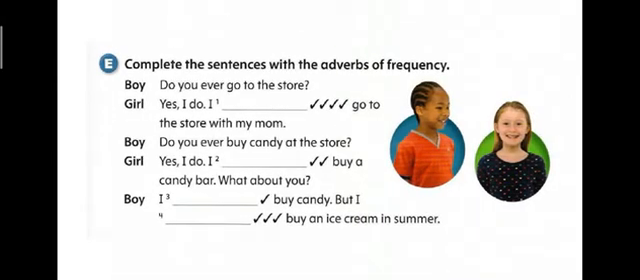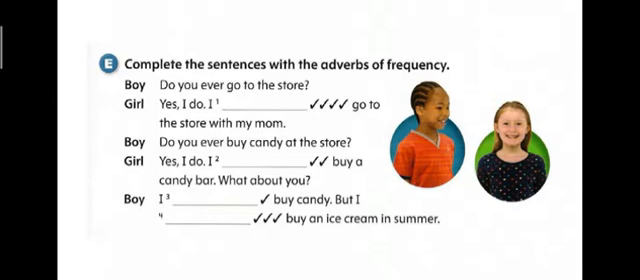Let's complete these sentences with the adverbs of frequency. This is a small conversation between a boy and a girl. The boy asks, or starts the conversation. Do you ever go to the store? Yes, I do. I go to the store with my mom. We have 4 checks. Yes, I always. Yes, I do. I always go to the store with my mom.